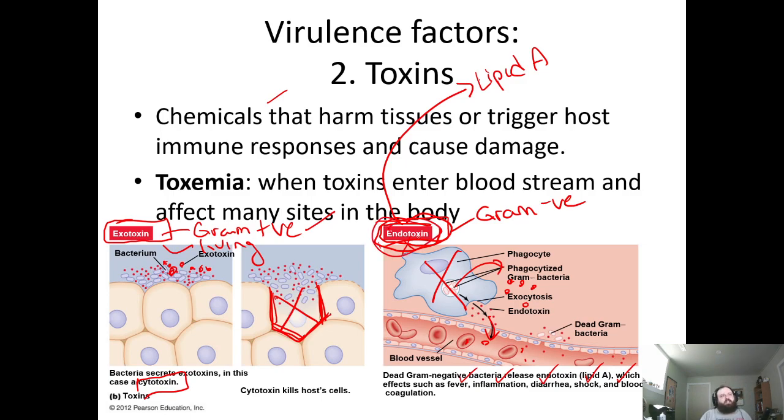Endotoxins are naturally built into gram-negative bacteria. They are only released when the gram-negative bacteria is killed, and their job is to, again, just like the exotoxin, destroy and weaken the host and make it more accessible for other bacteria of the same species.